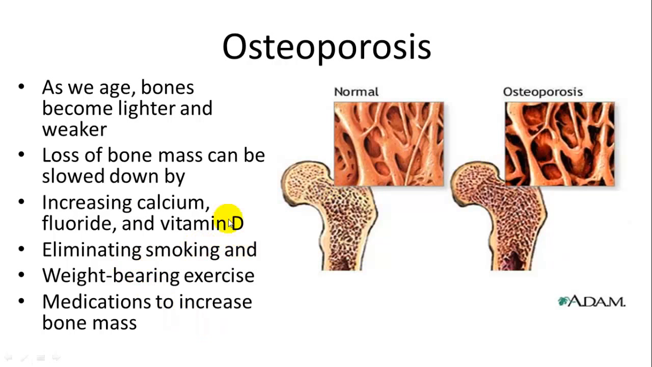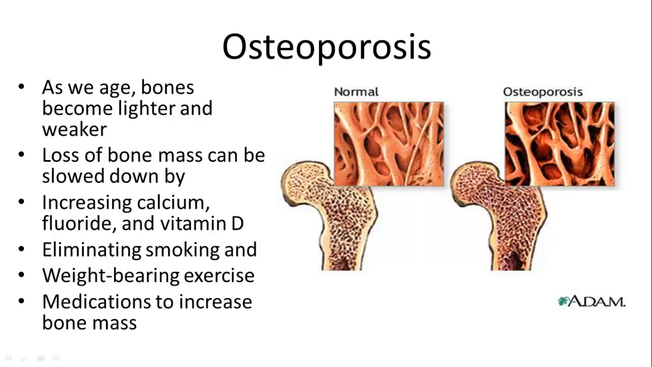Smoking can also decrease the absorption of these vital nutrients, and decreasing exercise can also prevent a rigid bone structure. All of these things can then lead to osteoporosis, which means porous bone that has too much space in between it. Some medications can be used to increase bone mass, as well as changing your diet and increasing exercise.